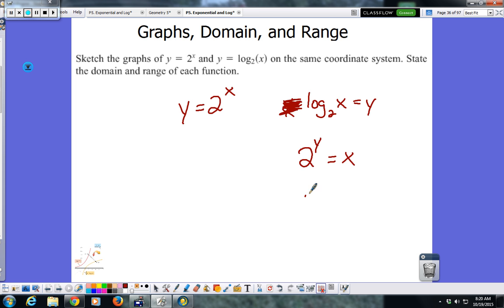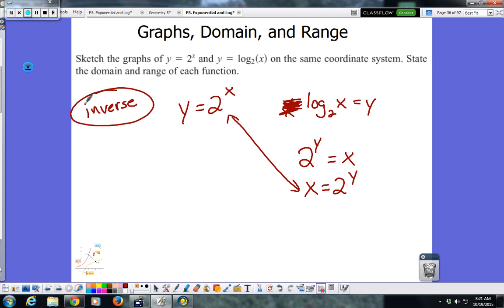Or, let me flip-flop that back around now. X equals 2 to the y. And look at those two things. Y equals 2 to the x power, x equals 2 to the y power. Back about two or three chapters ago, we talked about something called inverses. To find the inverse of a function, we took our x's, we took our y's, and we flip-flopped them. We switched them.